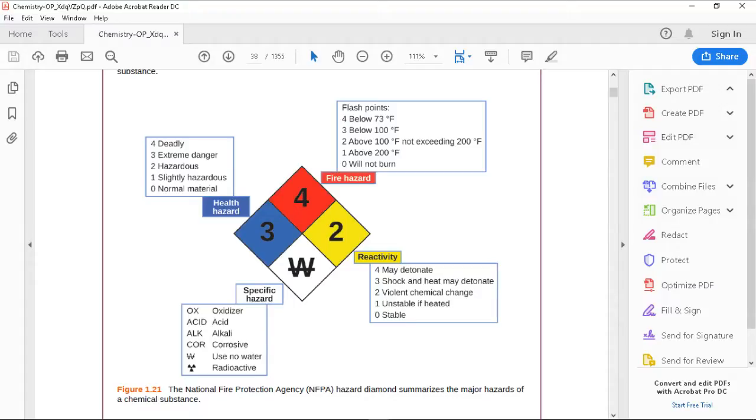Then we have flash points. 4 is below 73 degrees Fahrenheit. 3 is below 100 degrees Fahrenheit. 2 is above 100 degrees Fahrenheit, not exceeding 200 degrees Fahrenheit. 1 is above 200 degrees Fahrenheit. 0 is will not burn. Okay? So pretty straightforward.